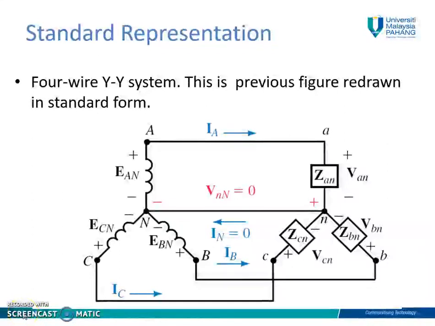So this is the standard representation for the 4-wire Y-to-Y system. It is called a 4-wire Y-to-Y system because it has Y-connected loads connected with the Y-connected source. So EAN, EBN and ECN are represented as phase voltages. Okay, we have line currents: IA, line current for phase 1, IB, line current for phase 2, IC, line current for phase 3, and IN is the return current of the system.